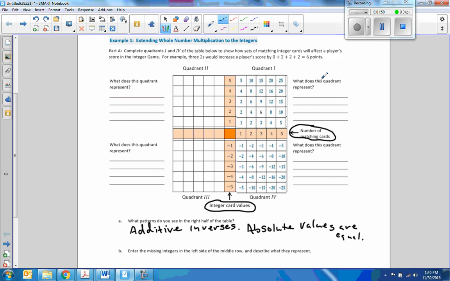Now over here it says what quadrant does this quadrant represent? So this means number of matching cards. This means integer card value. So these over here mean that we drew positive cards. Down here, since this is still positive, that means we are drawing cards. This means we drew a negative.